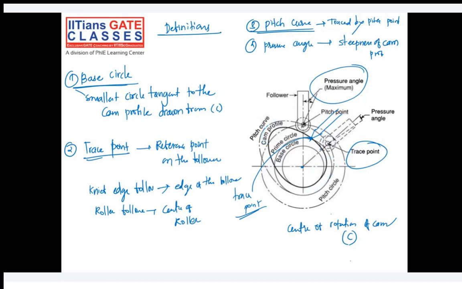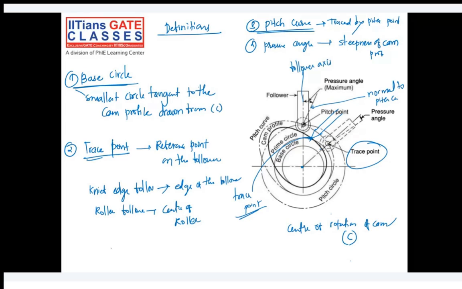Okay, it is the angle between the normal to the pitch curve, so this is the normal to the pitch curve, and this is the follower axis. The angle between the follower axis and the normal to the pitch curve is called the pressure angle. Okay, clear till this? Next is pitch point.